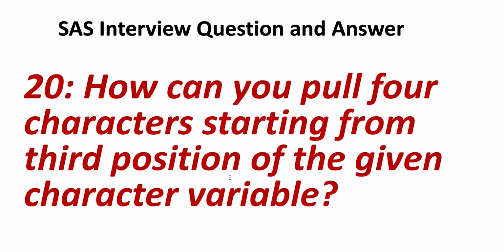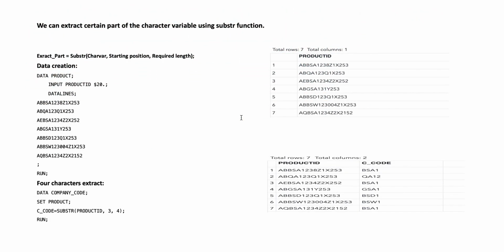SAS interview question and answer. Question number 20. How can you pull 4 characters starting from the third position of a given character variable? This question is asking how you can extract only 4 characters from a given variable, starting from the third position. We can extract a certain part of a character variable using the SUBSTR function. The syntax is: extract_part equals SUBSTR(character variable, starting position from where we have to start, required length, how many characters we have to include).